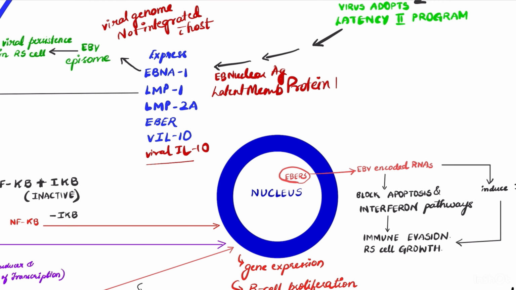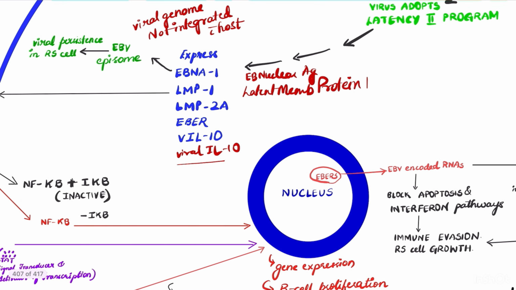This episome is maintained by Epstein-Barr virus nuclear antigen, which is present in the nucleus itself. With each cell cycle, the episome also replicates, and it ensures the virus is persistent in the RS cell. So the episome will ensure viral persistence in the RS cell, which is brought about by this EBNA1. The EBNA1 is present in the nucleus. Its role is to maintain this episome.